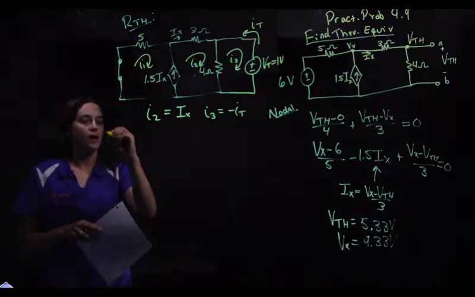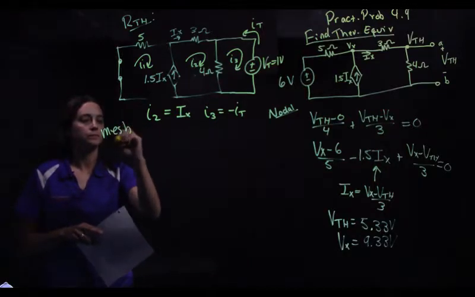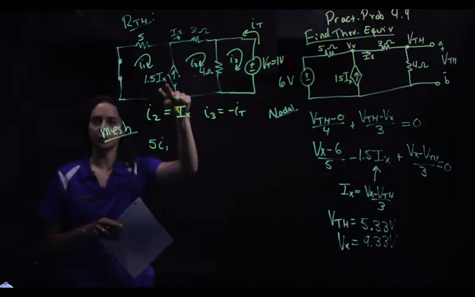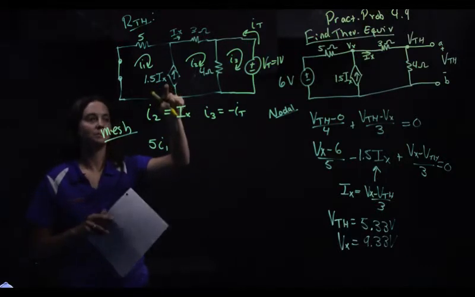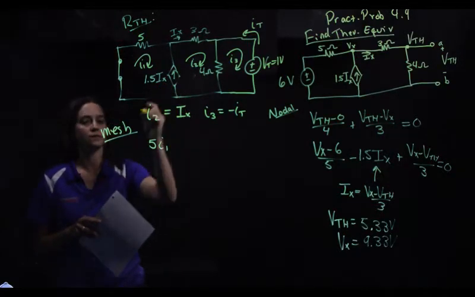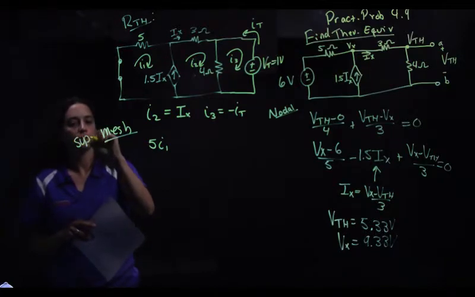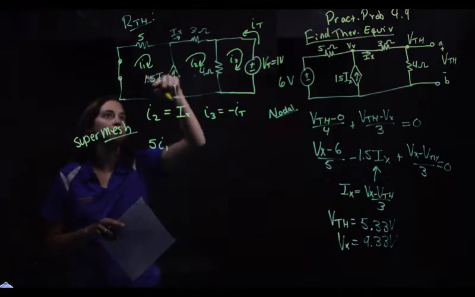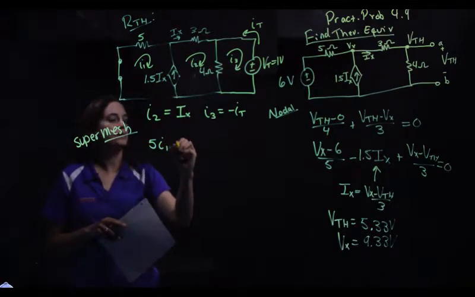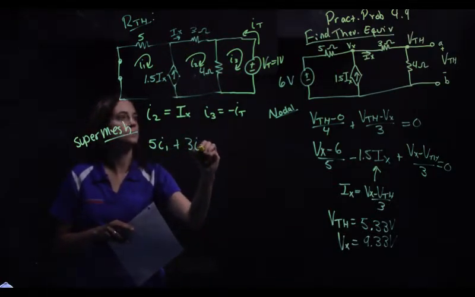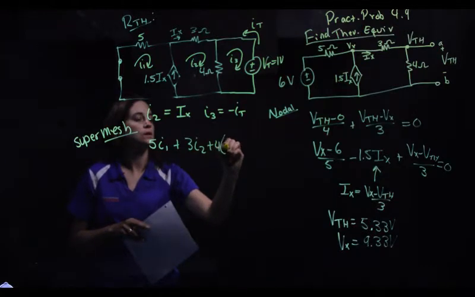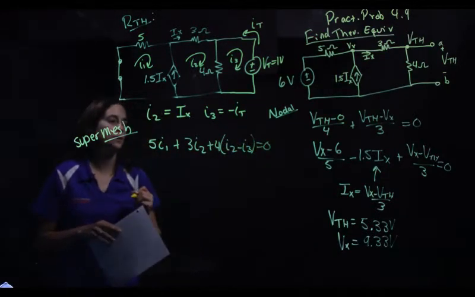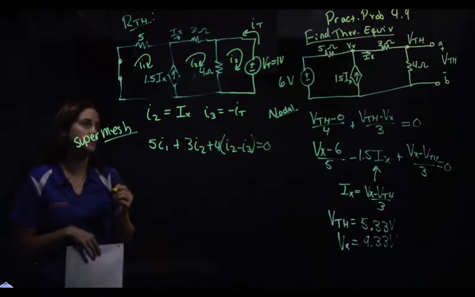I have 5I1. Must have a super mesh, right? So we have a super mesh between I1 and I2. So that completes my I1. Go over here. I have 3I2 plus 4 times I2 minus I3 equal to 0. So that's my first equation.